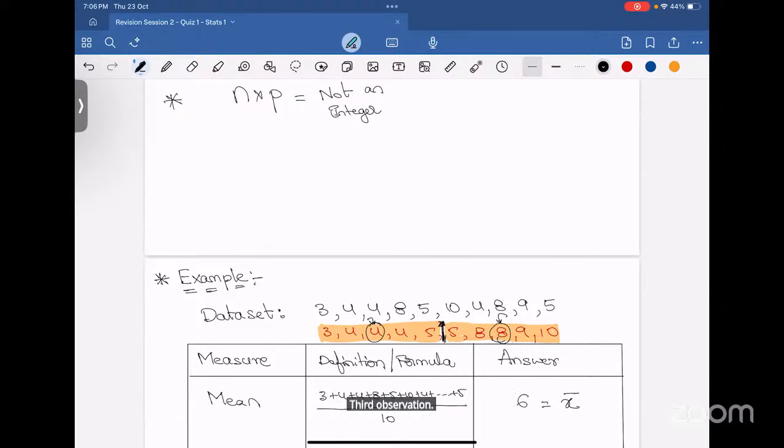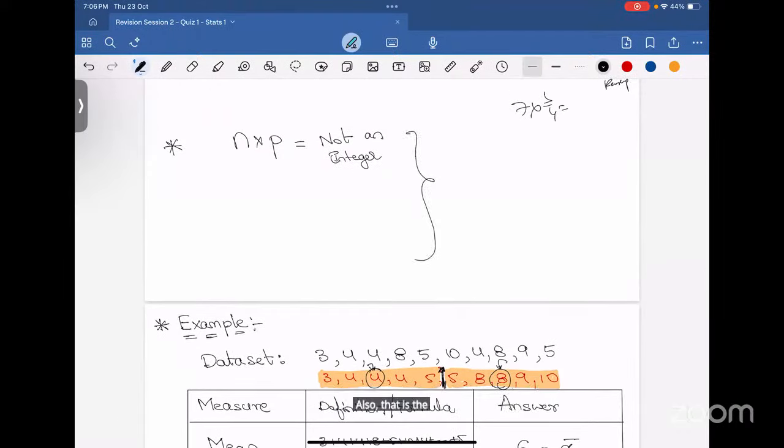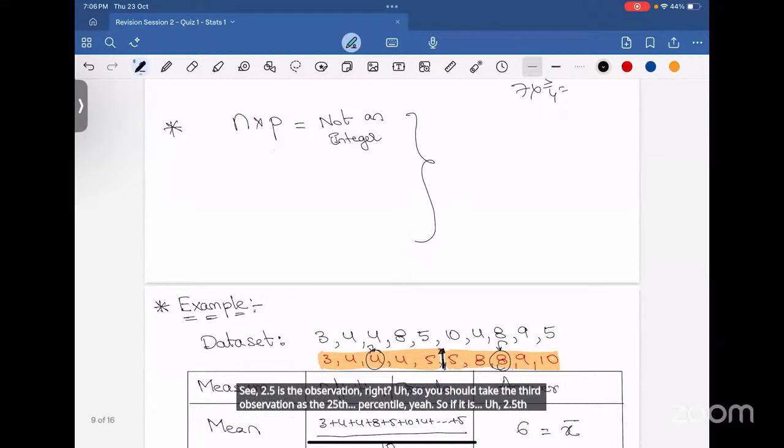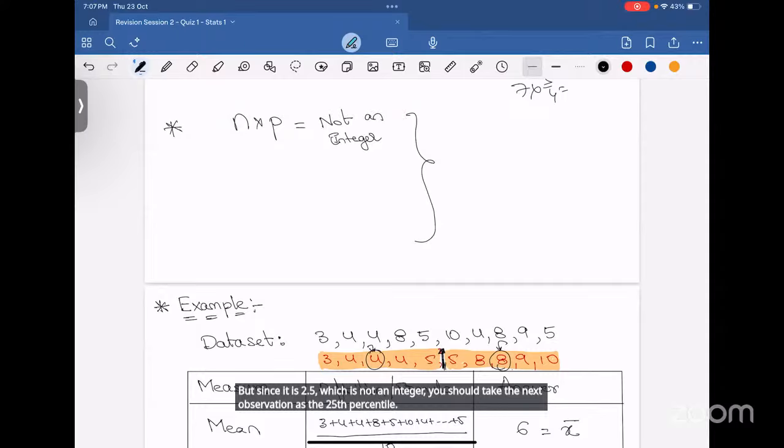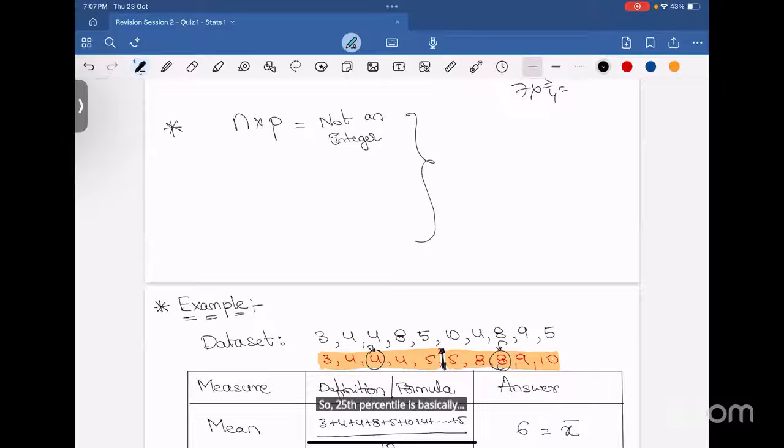So that is the 25th percentile. It is the 2.5th observation, but since it is 2.5, which is not an integer, you should take the next observation as the 25th percentile. The 25th percentile is basically the value such that 25% of the data is lesser than that. Sir, like that, if we got 2.5, we have to round off to 3. You should round off to 3, which is the third observation, if this np that you compute is not an integer. You take the next observation.